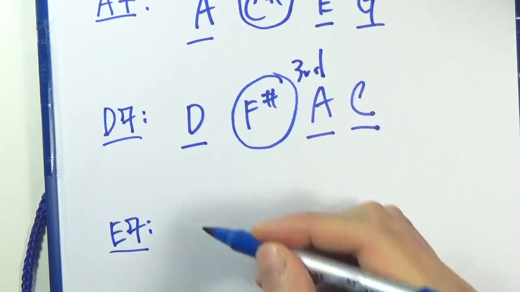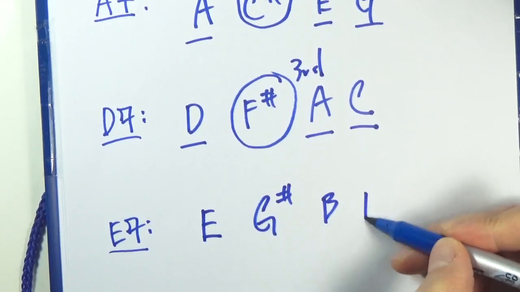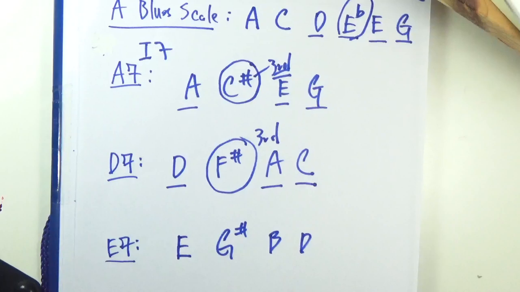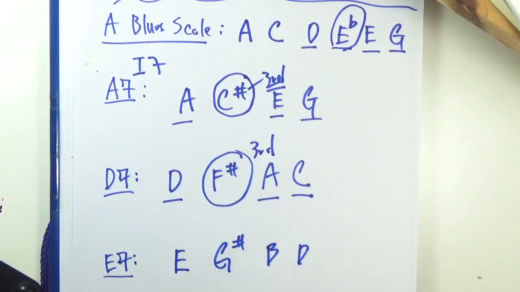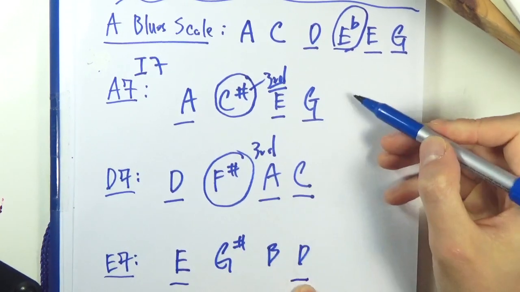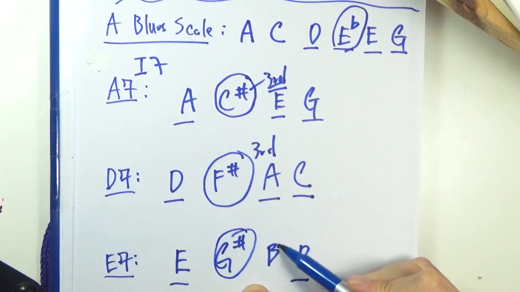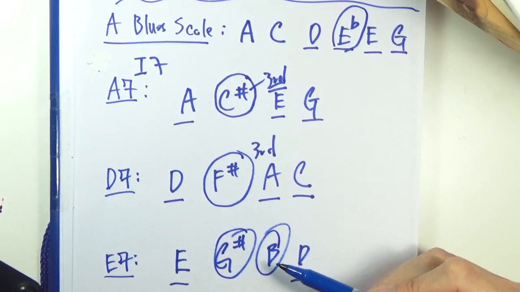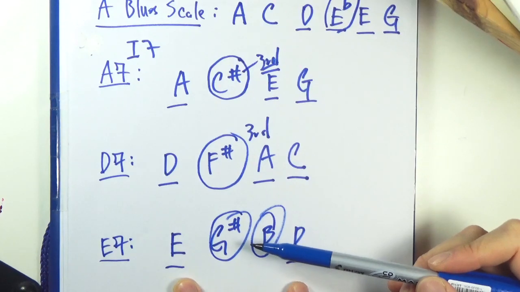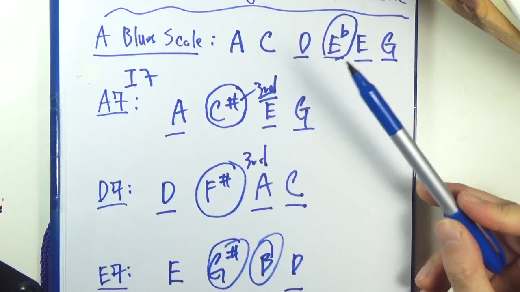Let's check out E7: E, G sharp, and then B, and then D. If you look at it, let me zoom out a little bit. All right. You have E in the scale. You have D in the scale. And this time, you're actually missing G sharp, the third, and then also the fifth of the chord. So in E7, two out of four are missing. Half of the chord tones are missing from the scale.